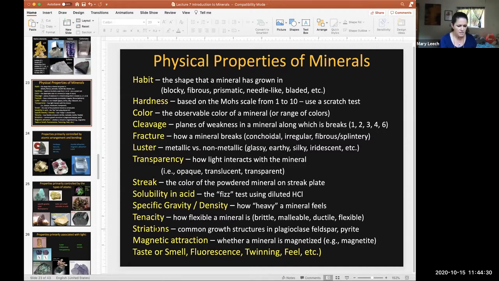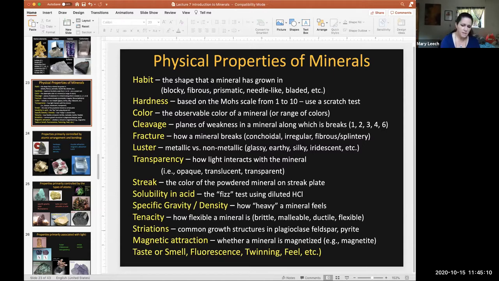Tenacity, you're not going to be able to test that for most minerals, but tenacity is how flexible the mineral is. So you might be able to see on the edges of your mica or your biotite, I don't want you to break them too much. Some will flake off, but you'll see that they're flexible sheets. That's where tenacity comes in. Some minerals, like gold and silver, can be malleable or even ductile, but we're mostly dealing with flexible for the micas, or brittle for all the others, like feldspar. It's brittle. You're not going to break it. It's not going to be flexible.